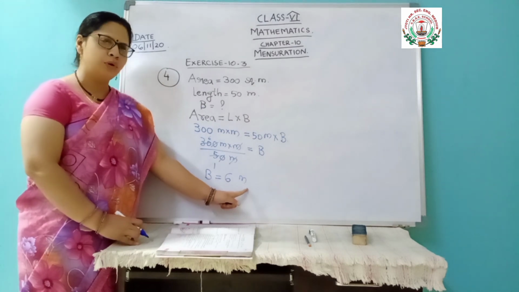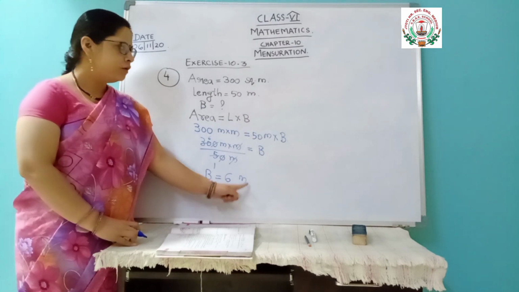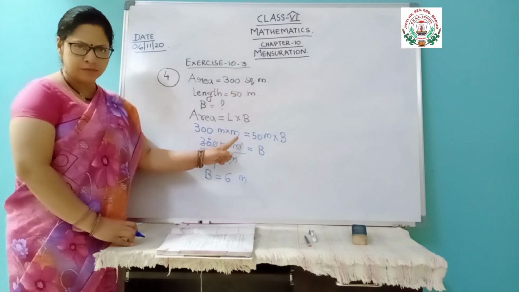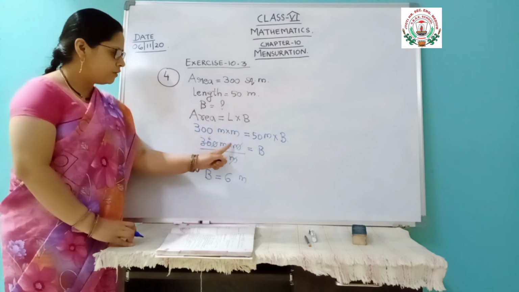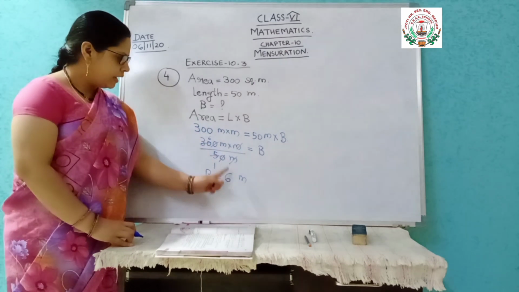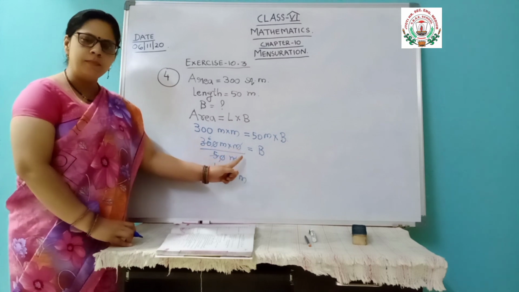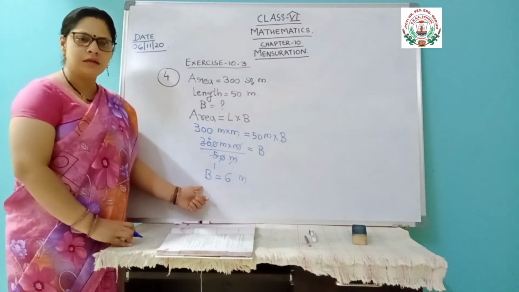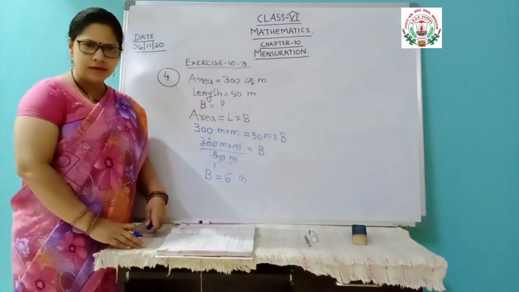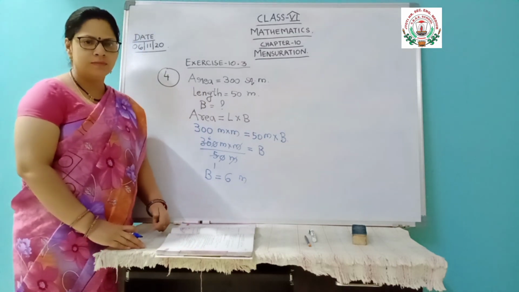Understood how the unit also changes from square meter to meter? Square meter means meter into meter 2 times, and 1 meter got cancelled. Numbers you know how to divide, and 6 is remaining, and meter. So 6 meter is the breadth. So you will write down: the width of the garden is 6 meter.